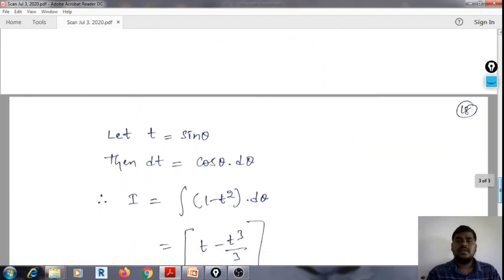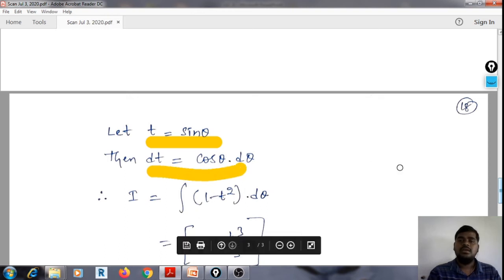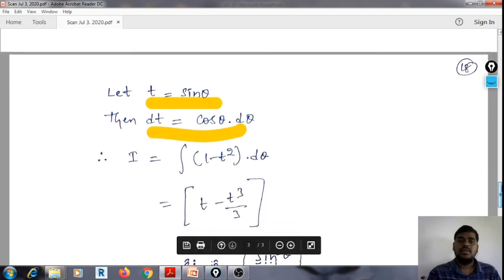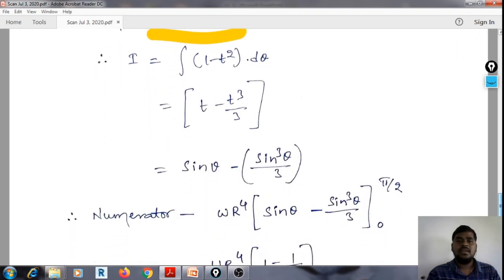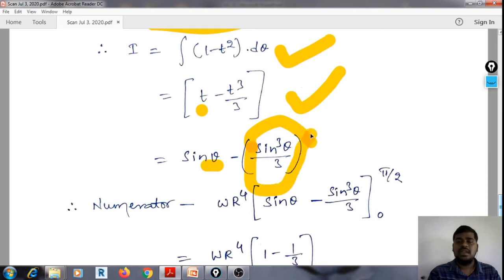So for 1 minus sin square theta, we assume let t is equal to sin theta, then dt will be cos theta d theta. I will be substituting t in the place of sin theta. Here we get, after the integration of 1 minus t square dt, t minus t cube by 3. These are the simple steps which every student can do. In the place of t, I am substituting sin theta. We get sin theta minus sin cube theta by 3. Here don't get confused, it is sin cube theta, it is not sin theta cube. Please make a note here, this is very important.